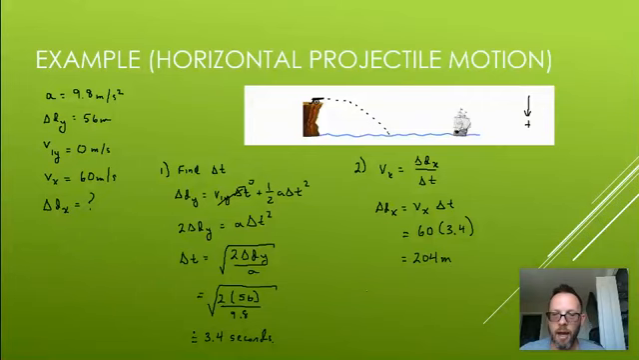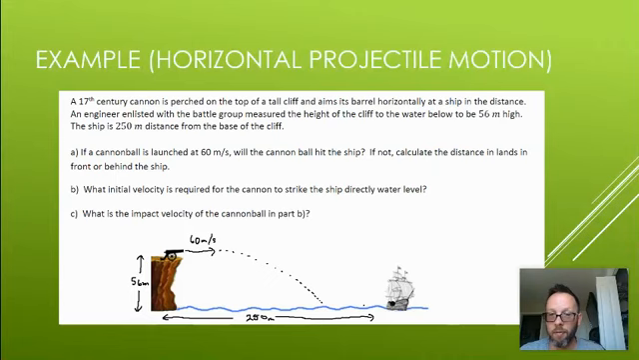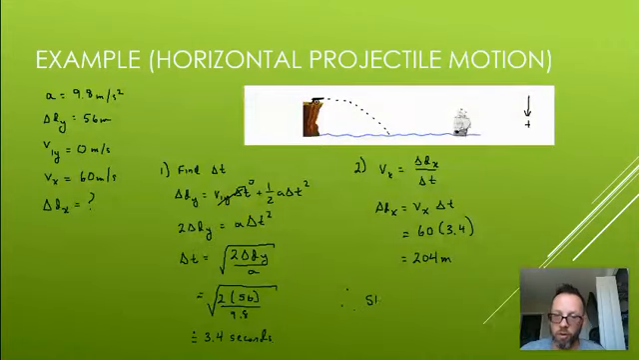And so we now know, since the ship is 250 meters away, that we are short by 46 meters. So obviously a speed of 60 meters per second is not enough. Maybe we need to pump more gunpowder in to give it a higher initial speed. So that begs the question, what speed do we need in order for our cannonball to travel 250 meters?